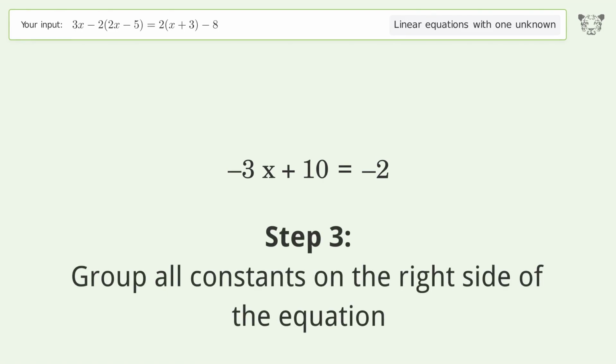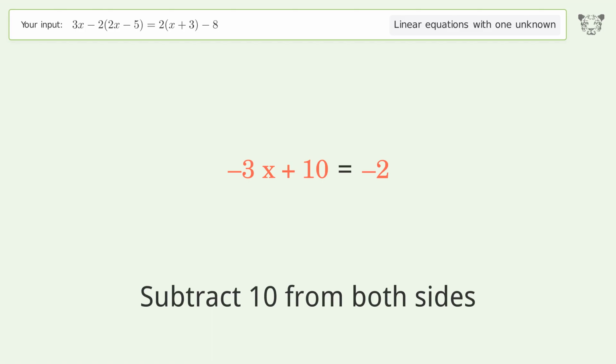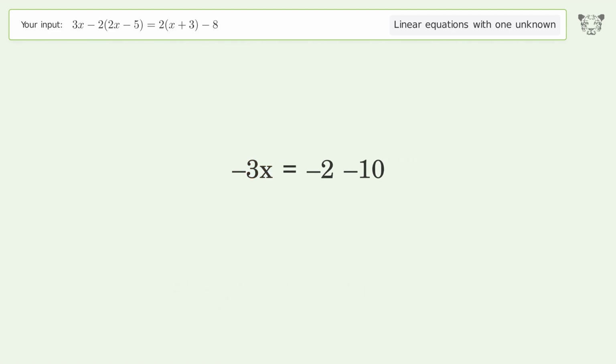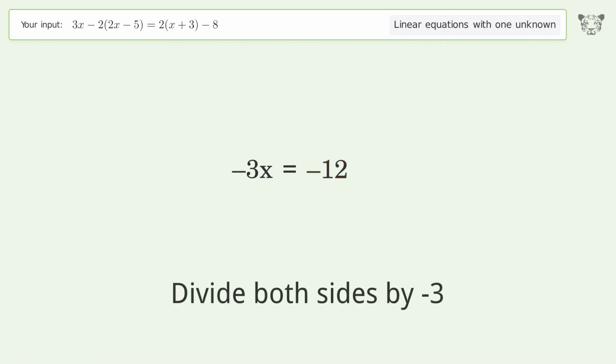Group all constants on the right side of the equation. Subtract 10 from both sides. Simplify the arithmetic. Isolate the x. Divide both sides by -3.